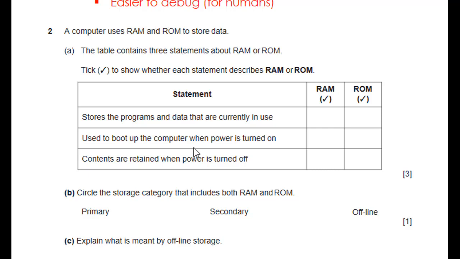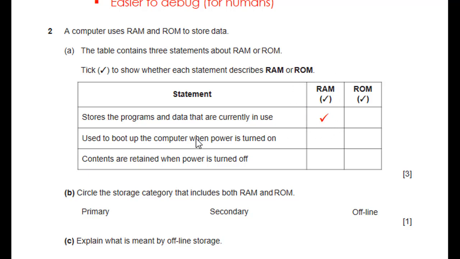Now moving on to RAM and ROM. So we went over this way at the beginning of year 10. So, stores the programs and data that are currently in use. So that would be the RAM. The RAM stores all applications and data that's currently being processed. Remember, the RAM is volatile, so it holds everything that's currently being run.